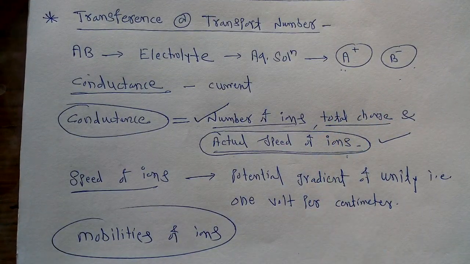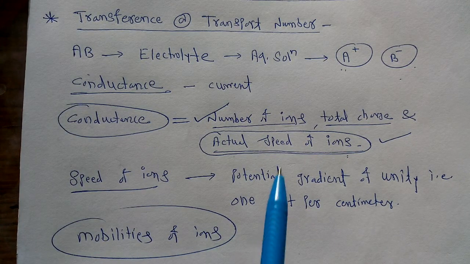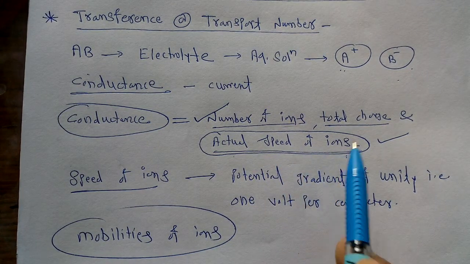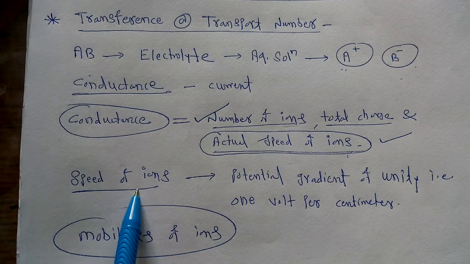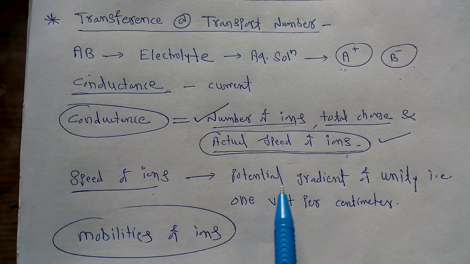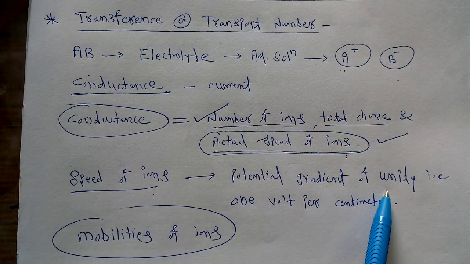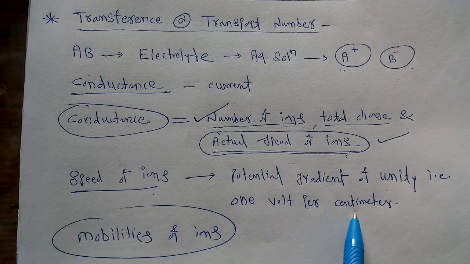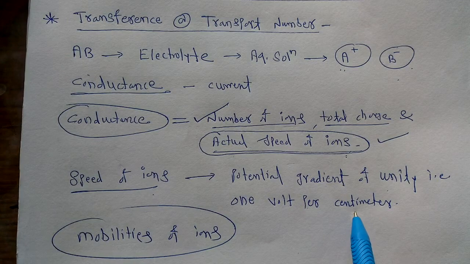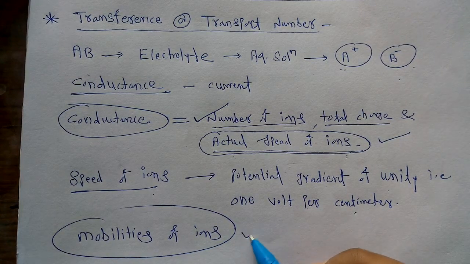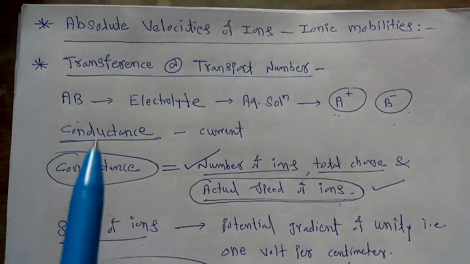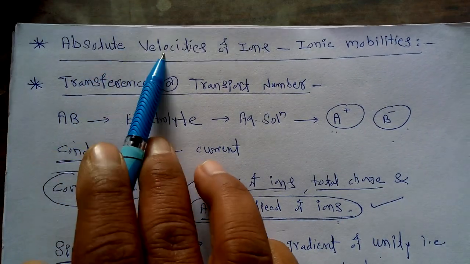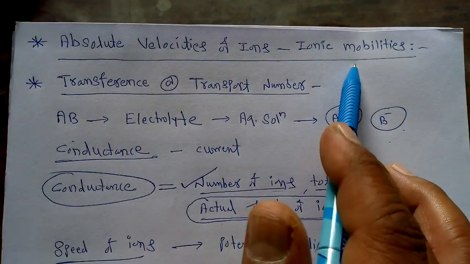So the second factor we have to take into consideration is the actual speed of ions. Whenever we consider the speed of ions, it is proportional to the potential gradient of unity. What is the meaning of this? That is 1 volt per centimeter. Such a speed of the ions is called the mobility of ions. That is our first point, the absolute velocities of ions, that is, the ionic mobilities.